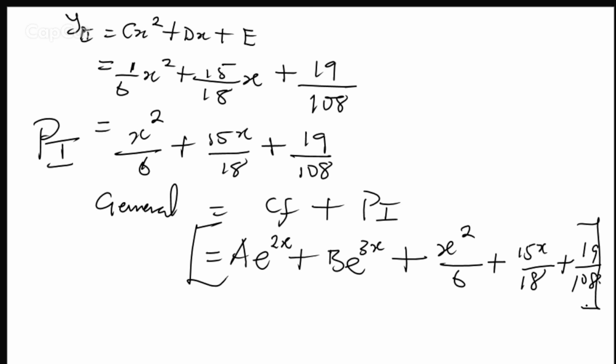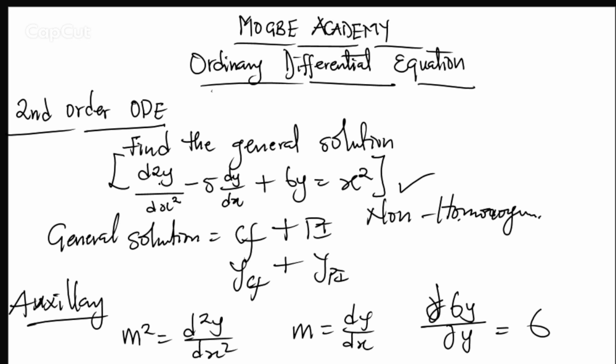So you've simply gotten the general solution for our given integral, which was given to be d square y over dx square minus 5 dy over dx plus 6y, and that is equal to x square.